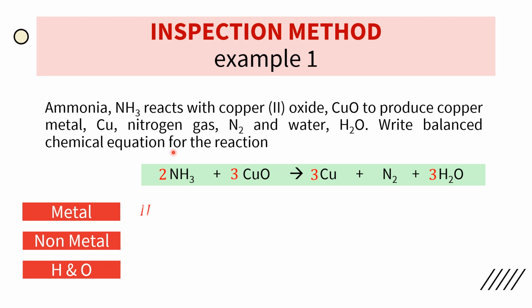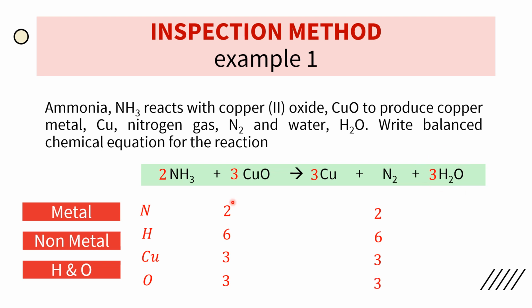Nitrogen atom, we have 2 nitrogen atoms on the left and we also have 2 nitrogen atoms on the right, balanced. Next we have hydrogen. We have 6 hydrogen on the left and also we have 6 hydrogen on the right. Next is copper. We have 3 copper on the left and we also have 3 copper on the right, balanced. The last one is oxygen. We have 3 oxygen on the left and also we have 3 oxygen on the right.